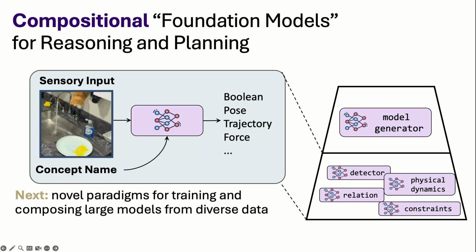In particular, I'm interested in how we can build novel paradigms for training such models from a diverse set of data. Some of them can be learned from image-only data, some of them can be learned from video data, and some of them really require you to actually collect robot action data, such as for things that require object dynamics or forceful information, for example.